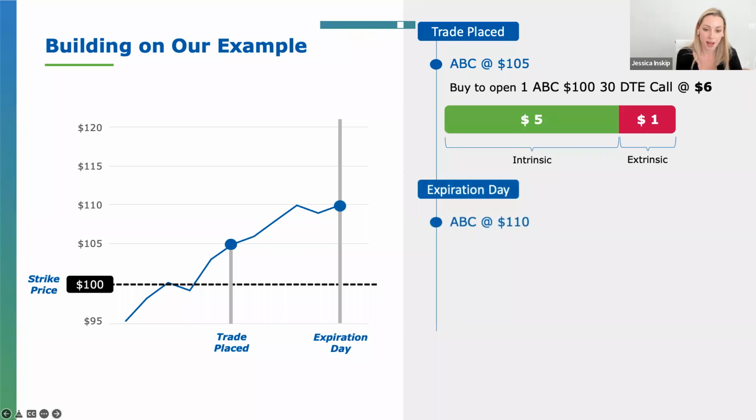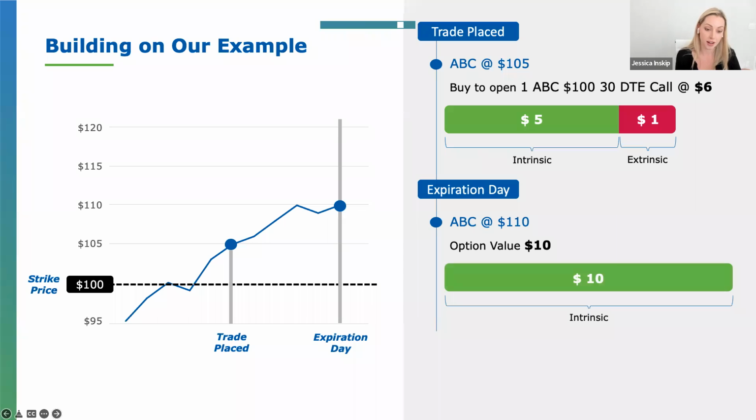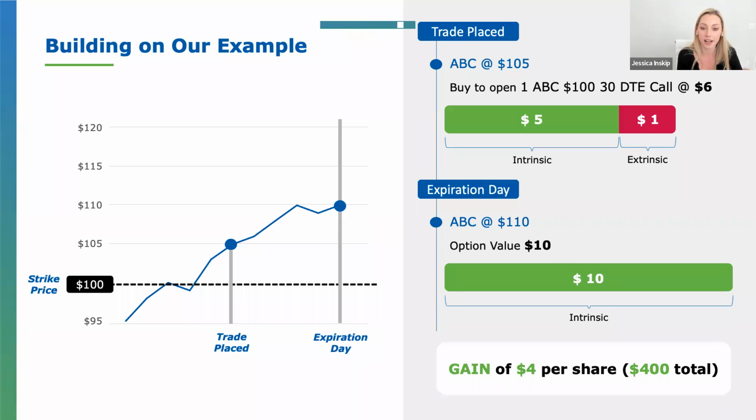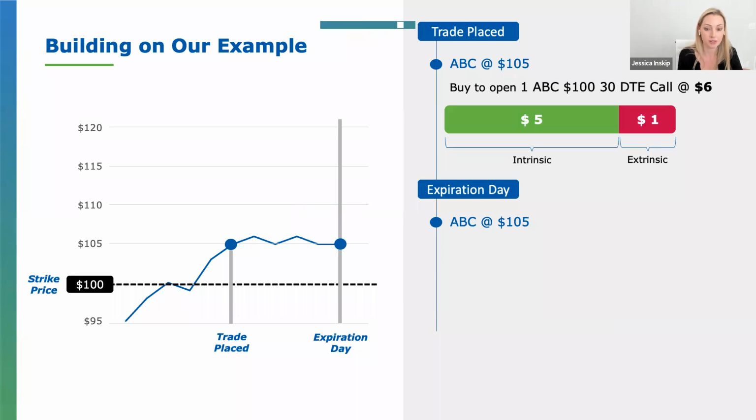So let's say some time has passed, it's expiration day, and ABC is at 110. The option value is going to be $10 because on expiration now, there is no time value. So we'd expect that to completely deplete. Therefore, it's gone up in value, and we've made $4 per share, or $400 total. So this is a good situation for a long call holder. I am bullish, I want the option to go up. It went up above my strike. We made money. So let's look at a different example.